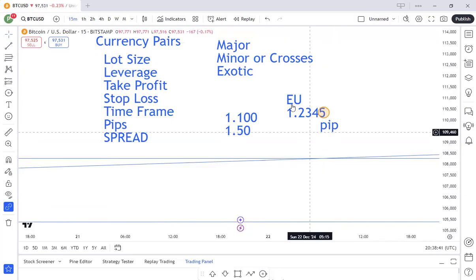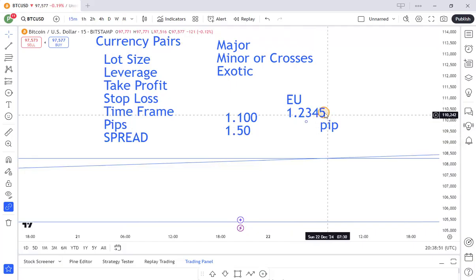You see that Euro USD, the price moves in pips. If this 5 changes to 6, and then to 7, it is moving by pips.